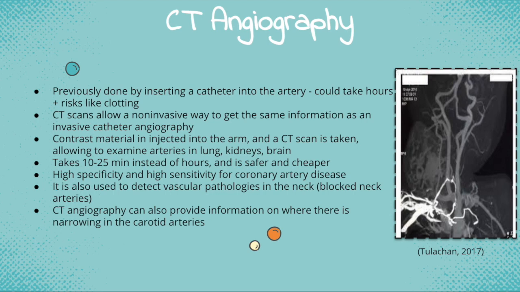However, in a CT angiography, the doctor just injects the contrast material into the arm and takes a CT scan. The arteries in the lung, kidneys, brain, and legs can then be examined. The whole process just takes 10 to 25 minutes, and it's safer, faster, and cheaper than the traditional way. CT angiography also has high specificity and high sensitivity for coronary artery disease. It is also used to detect vascular pathologies in the neck, such as blocked neck arteries. CT angiography can also provide information on where there is narrowing in the carotid arteries.